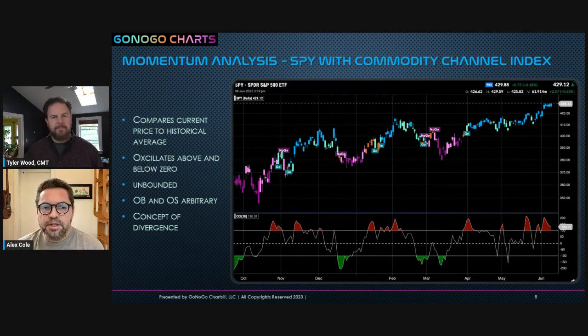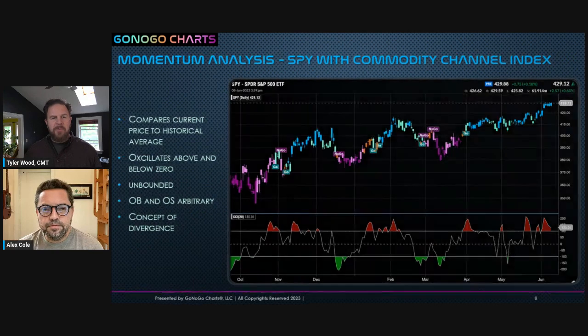But a good one, this, because it gives you, like I said, that sense of how far away has price moved from its average. And that gives us that sense of whether or not perhaps something is overextended, whether it's likely to pull back towards that mean. It gives you a lot of important information.